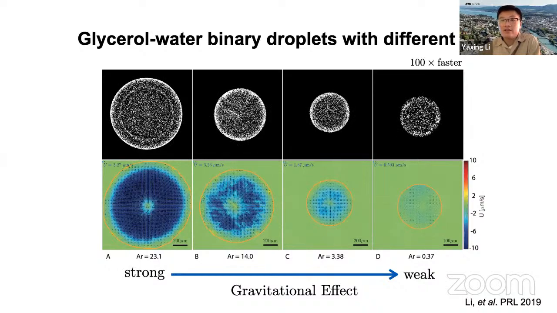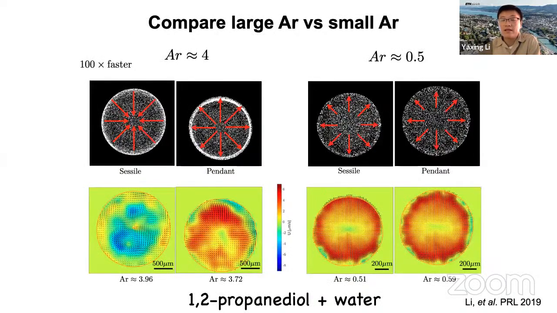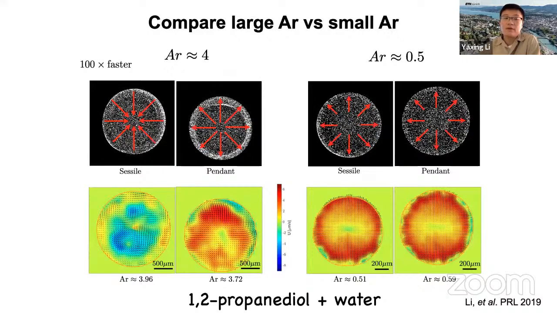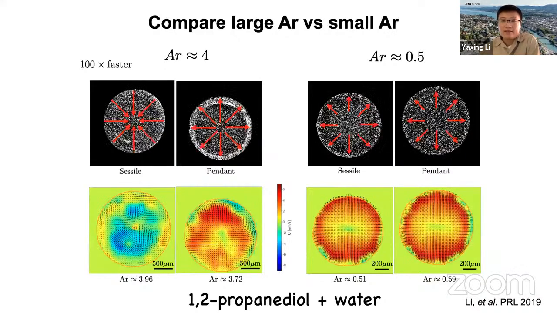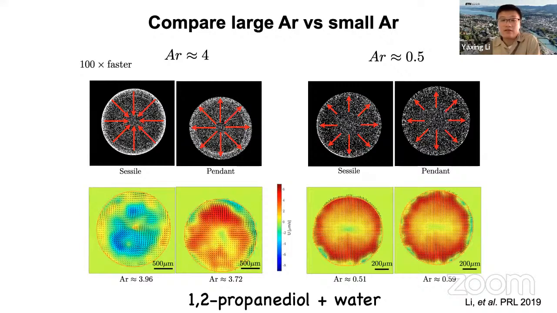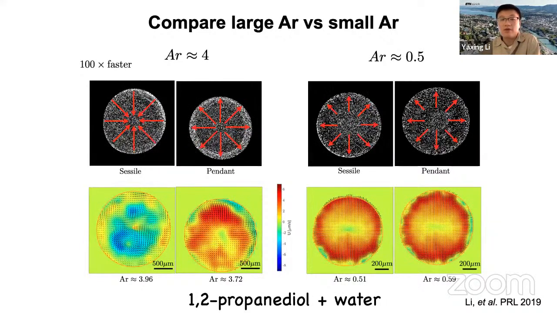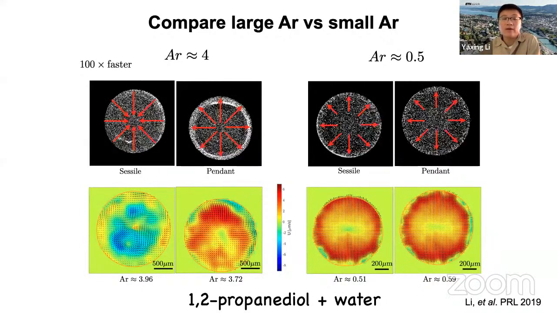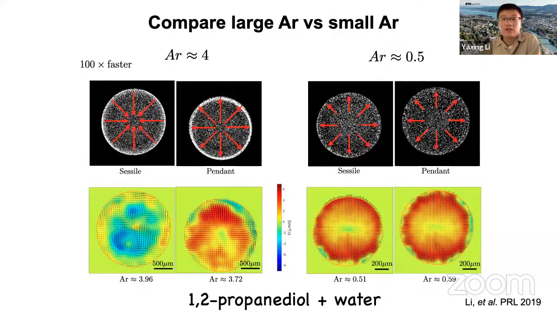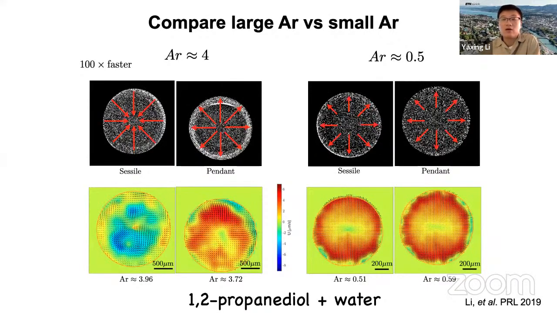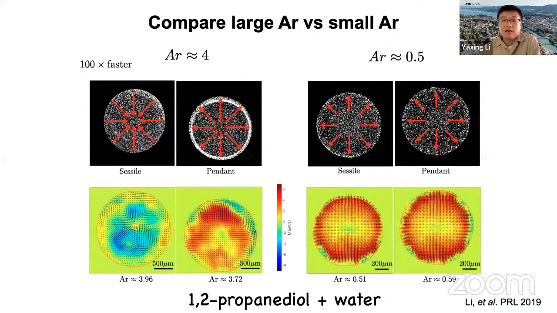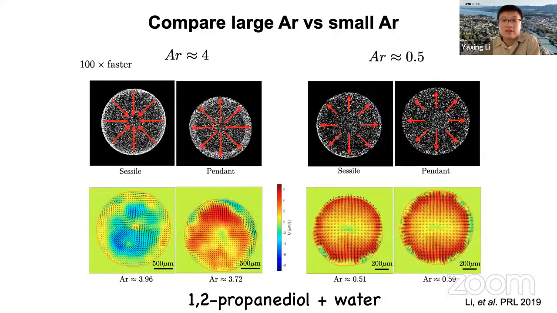And then we even change to another liquid. We use 1,2-propanediol and water. Propanediol has a larger surface tension difference with water than glycerol. So in this way, we cannot just alter the Archimedes number. We can also have a pretty visible surface tension effect.